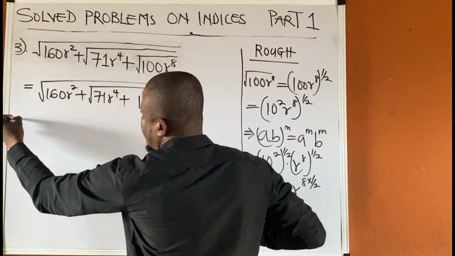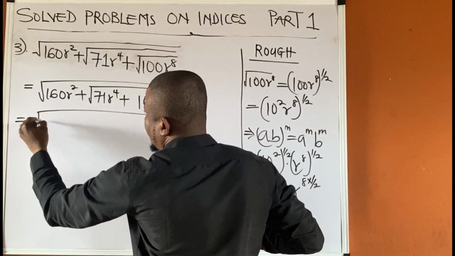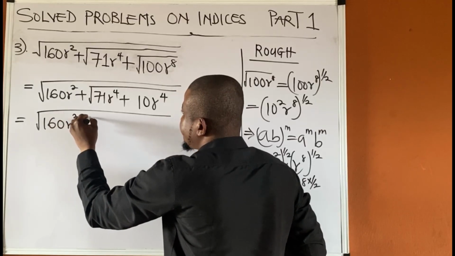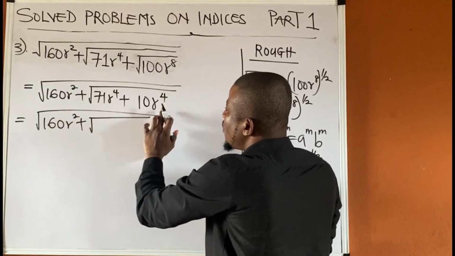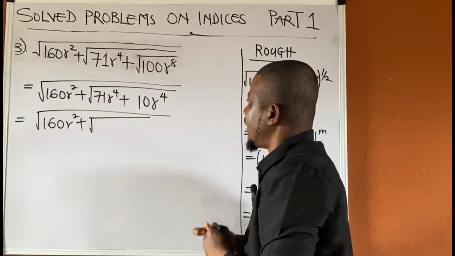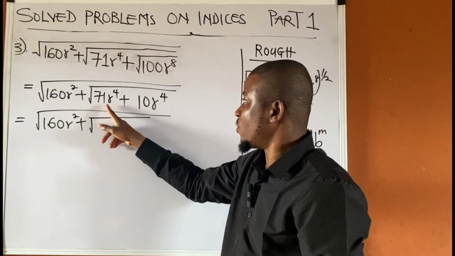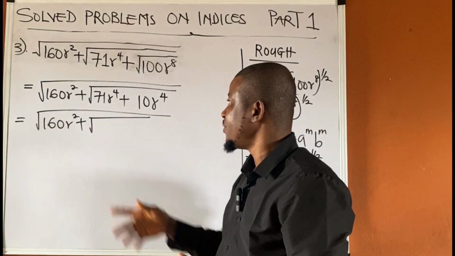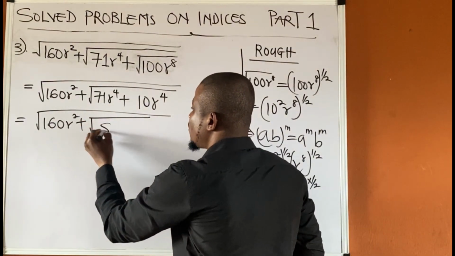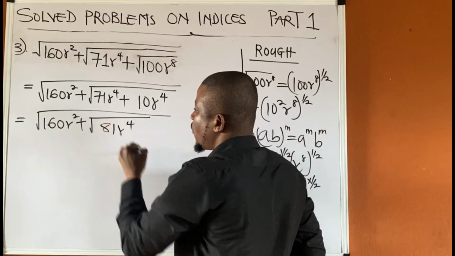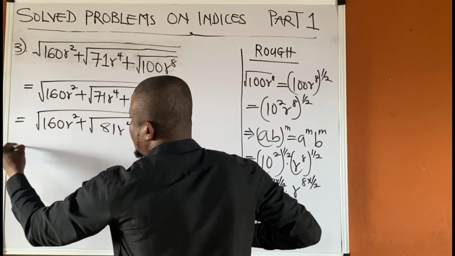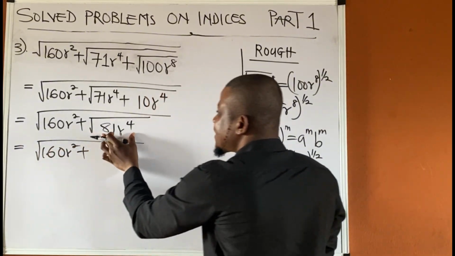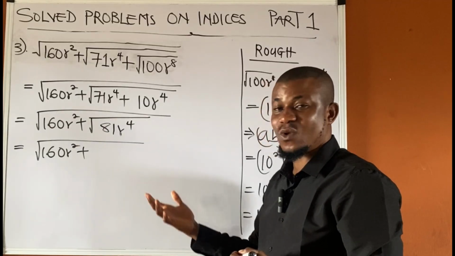Now let's continue this solution. 160r squared plus, now let's simplify this. Because these are in terms of r to power 4, we have 71r to power 4 plus 10r to power 4. So they can add because they are like terms, right? 71 plus 10 is 81r to power 4. Okay, so the next part is to go on again. We have the root of 160r to power 2 plus, let's now simplify the root of 81r to power 4.